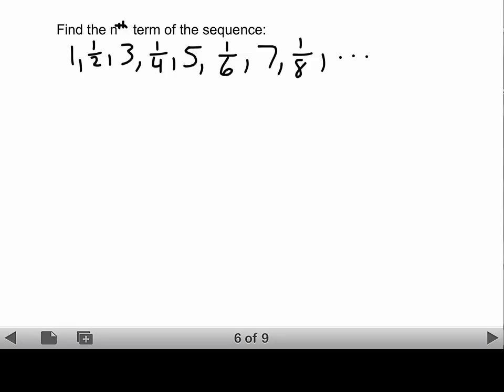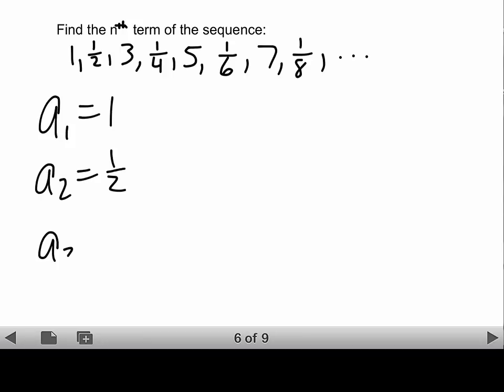For our next example, same instructions. Find the nth term, which is find the formula. And our sequence is 1, 1/2, 3, 1/4, 5, 1/6, 7, 1/8. Oh, how weird. A sub 1 is 1. A sub 2 is 1/2. A sub 3 is 3. A sub 4 is 1/4. The rest of the pattern is the same, so I'm not going to bother to write all that down. How can I deal with this?